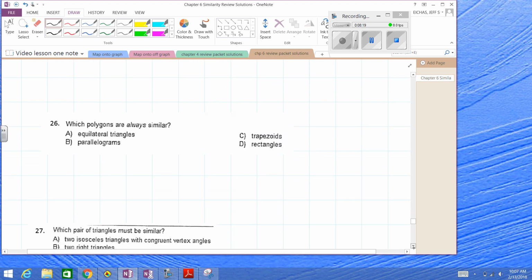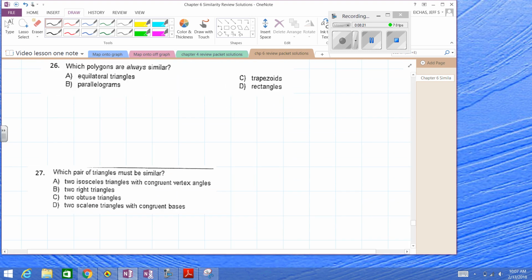Okay. Which polygons are always similar? Equilateral triangles, for sure, because no matter how big they are, their angles are 60 degrees, and all the sides are the same. Maybe they're all 8s. For this one, it's all 60s. Maybe they're all 5s. So they're always similar.